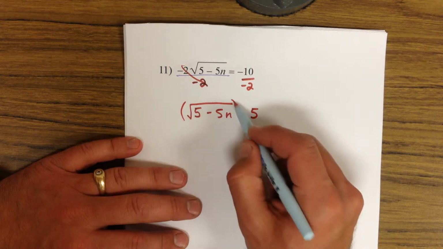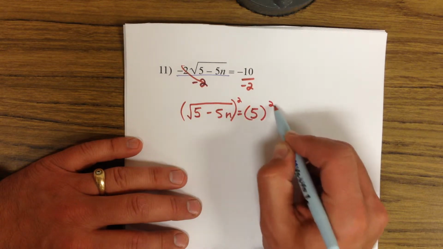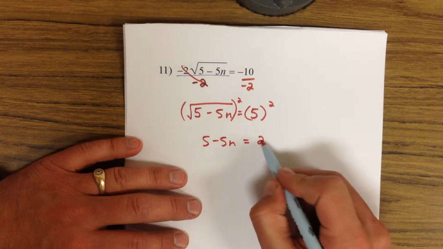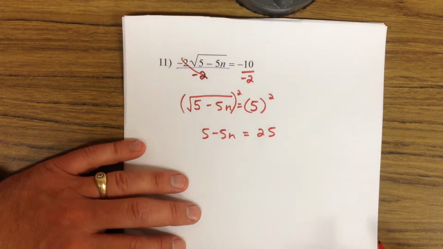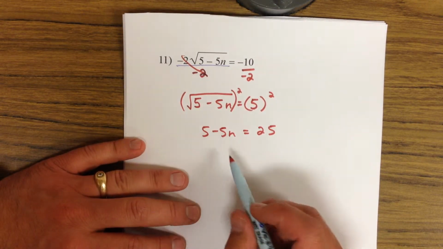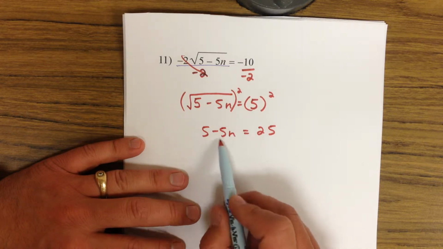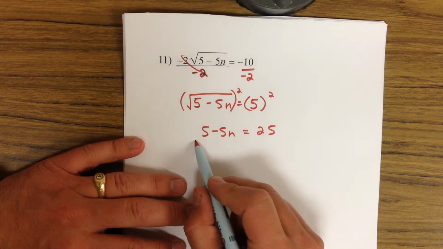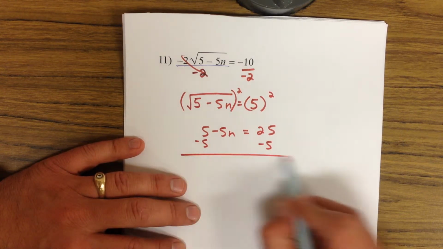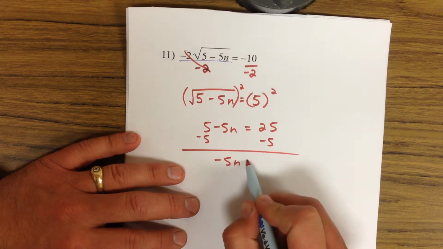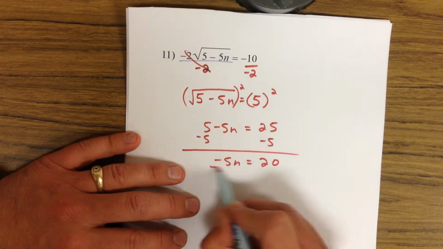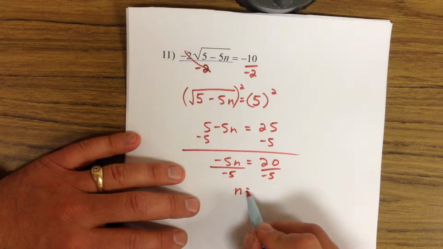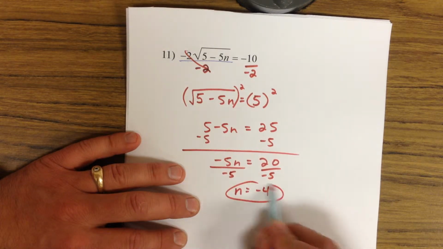So now I square, because the radical is by itself. It's going to cancel out over there. I have equals 25. If you think about this, this has to be -4, but we can do the algebra. So you subtract 5 from both sides, you get 20. Divide both sides by -5, you get n equals -4.